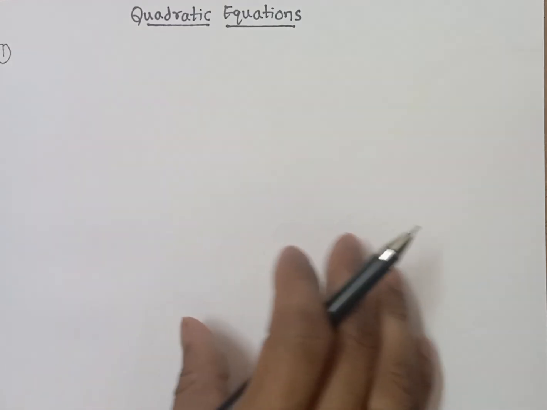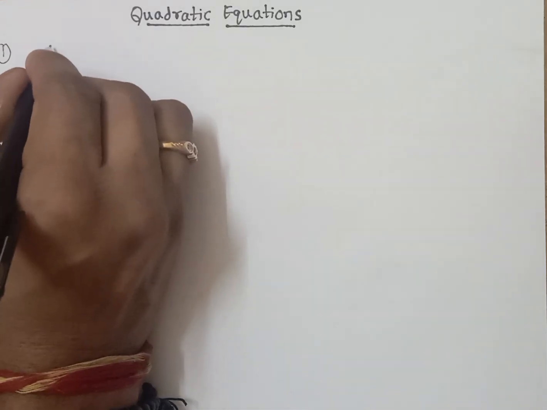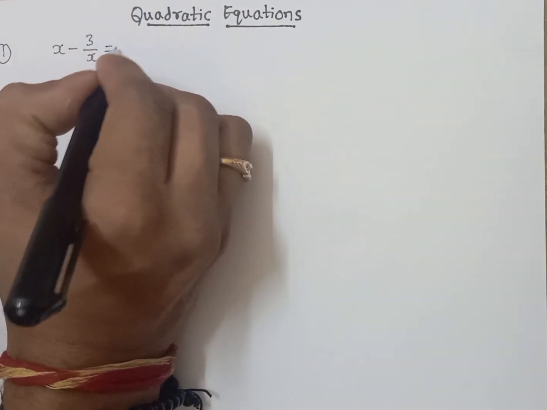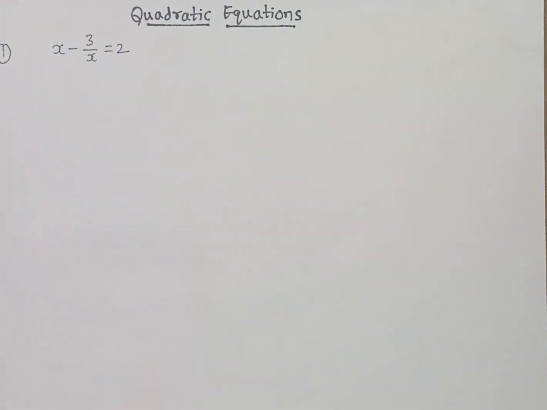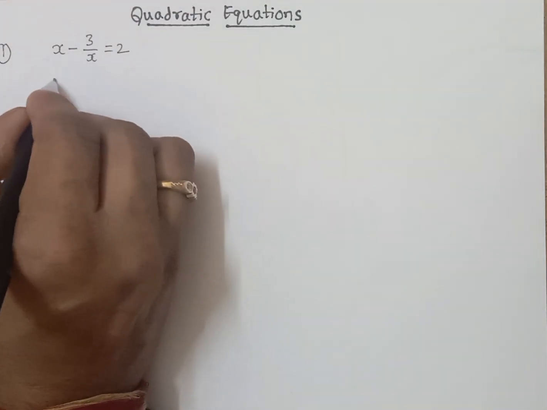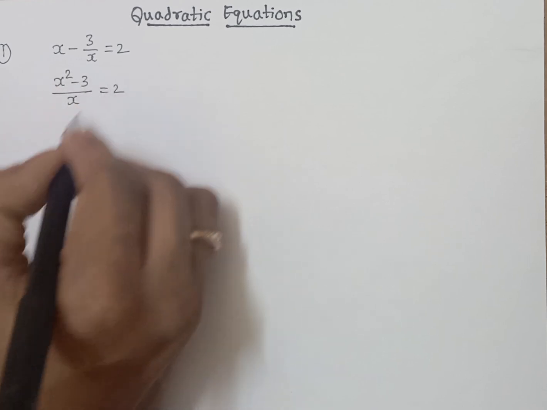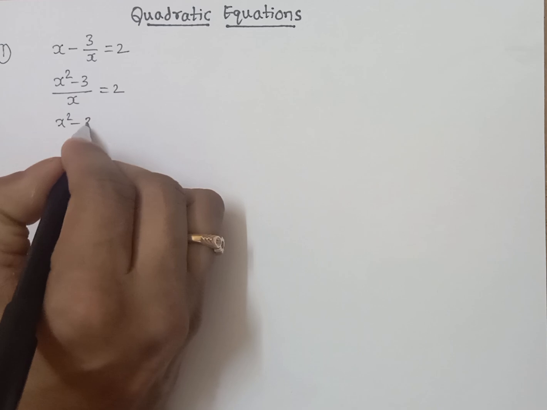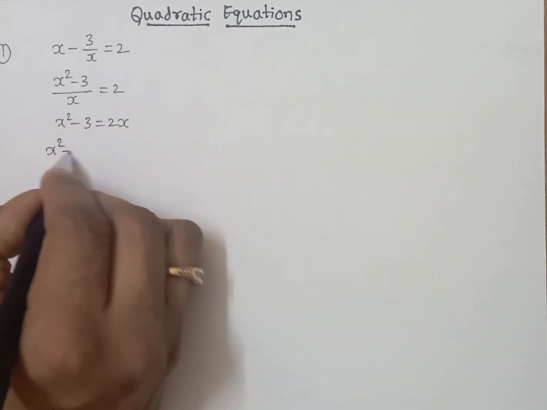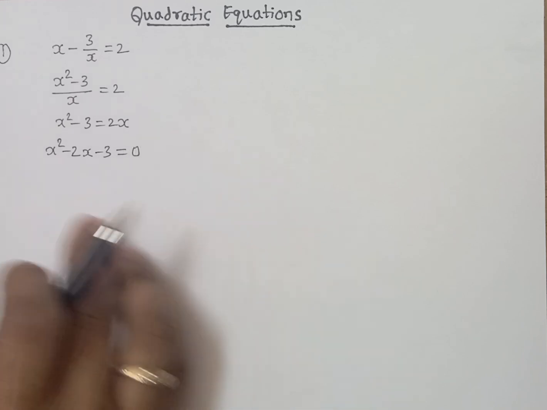First, we will be given a quadratic equation and asked to find the zeros. Maybe like: solve x minus 3 by x is equal to 2. Find the zeros of this. How do you find the zeros? Let us take the LCM. x square minus 3 divided by x is equal to 2. x square minus 3 is equal to 2x. Let us take everything to the left side. x square minus 2x minus 3 is equal to 0.